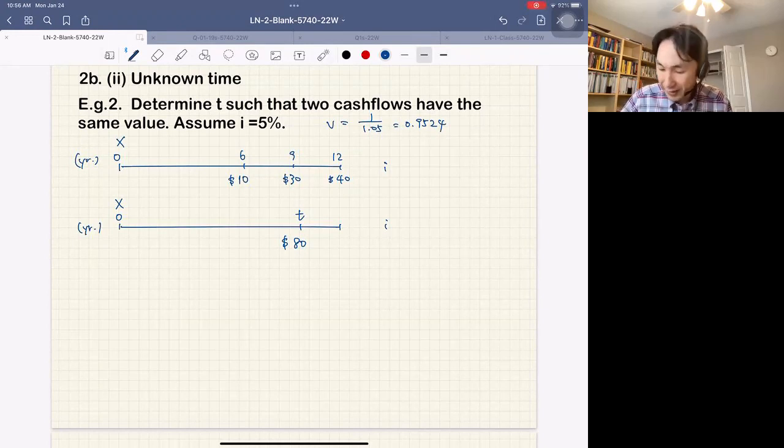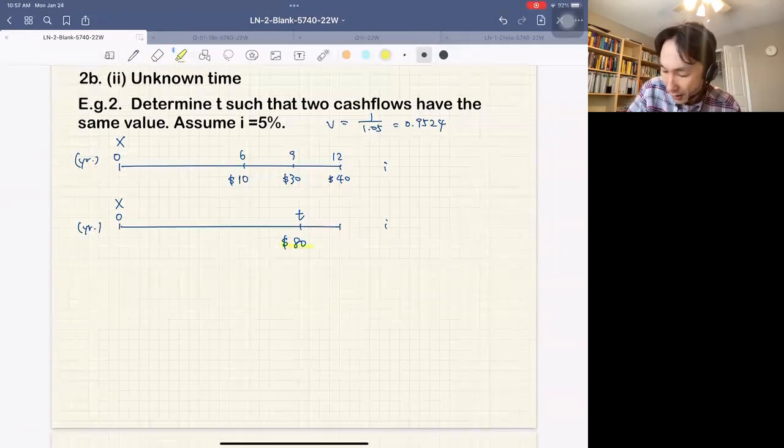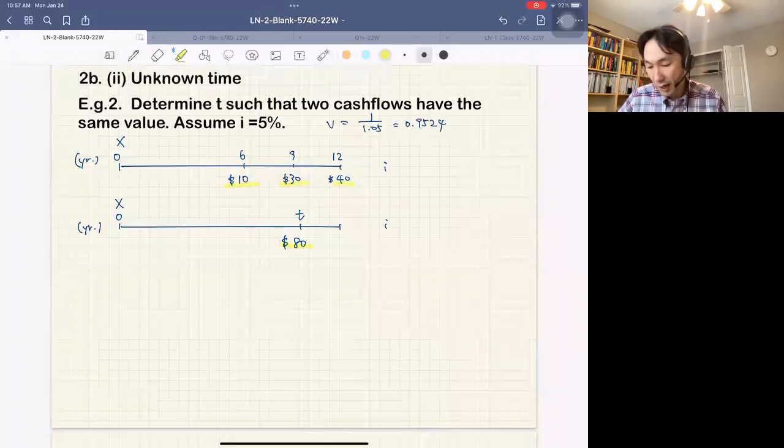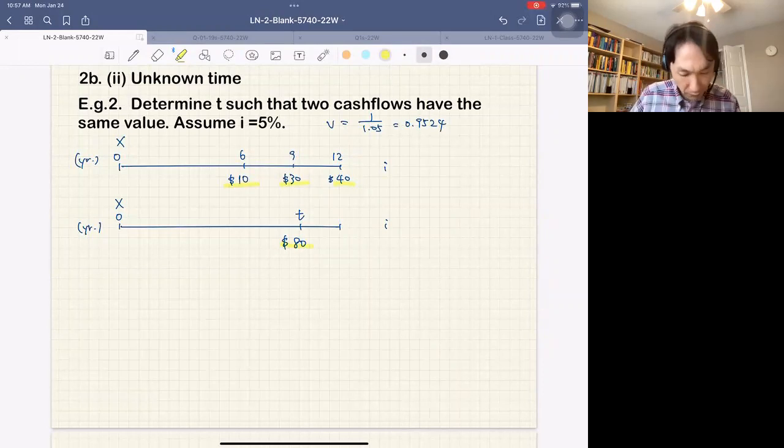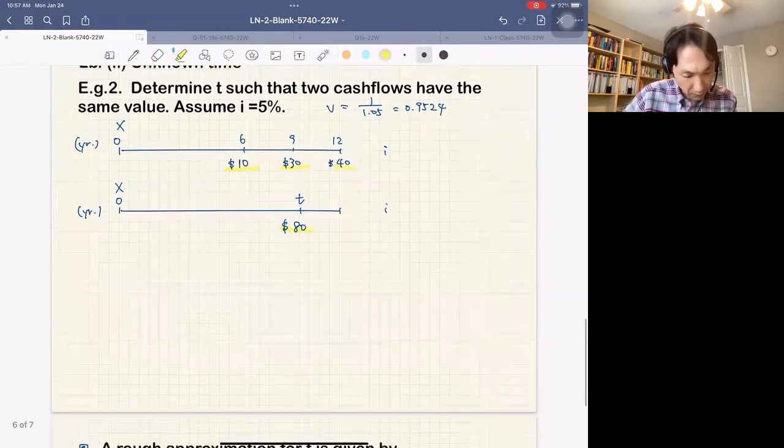So T cannot be less than 6 or more than 12, right? If we wait more than 12 years, of course, it accumulates more interest. Less than 6 years, of course, it accumulates less interest. So the amount cannot be the same as this: 10 plus 30 plus 40 is 80. So T is between 6 and 12, right? And we want to solve for T. Maybe the guess is around here, so 10 years. So how to solve it?